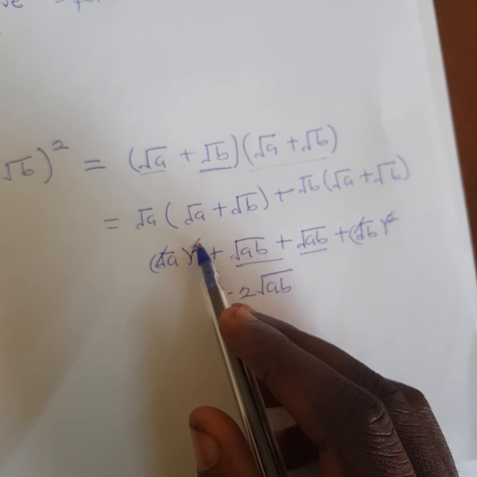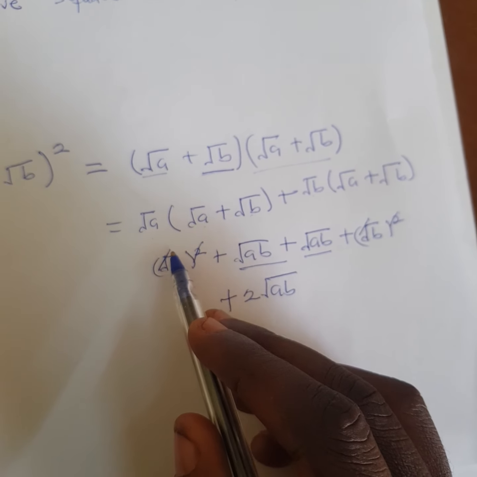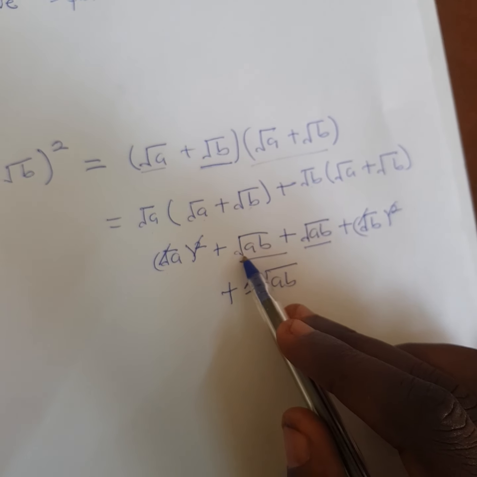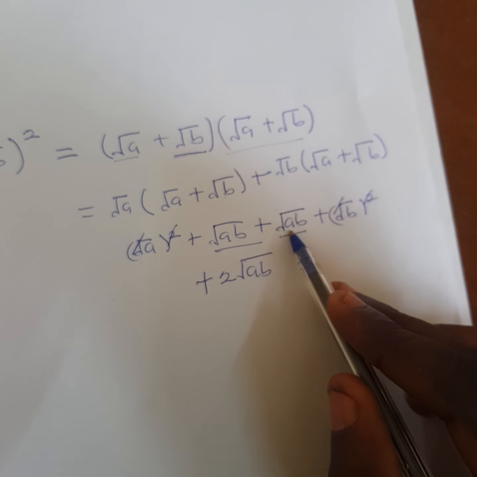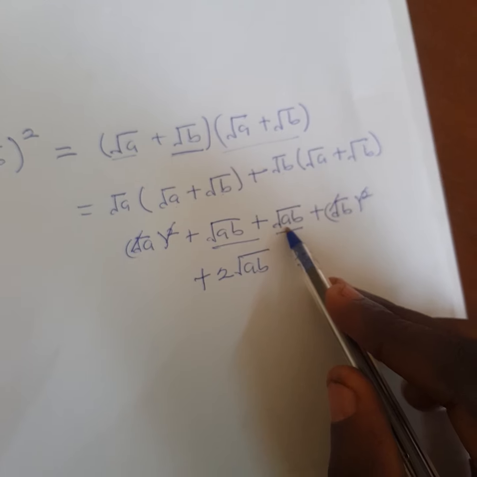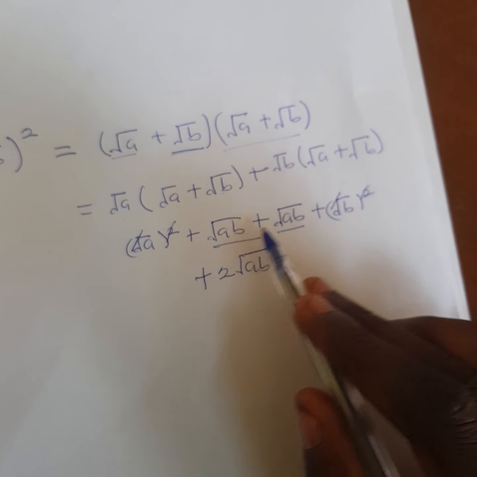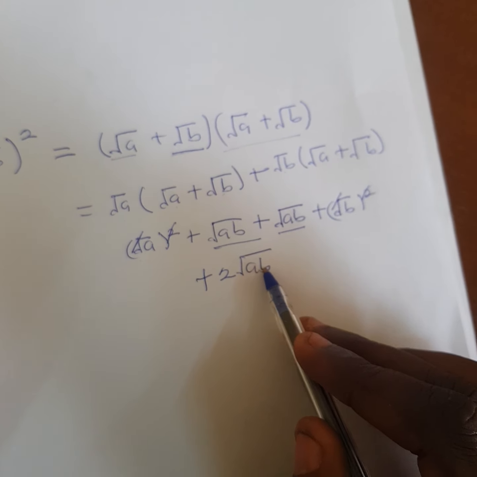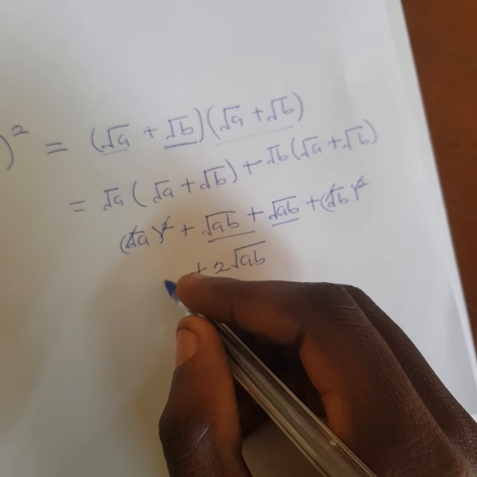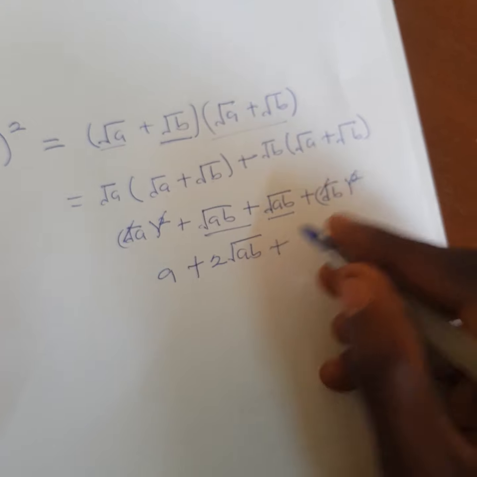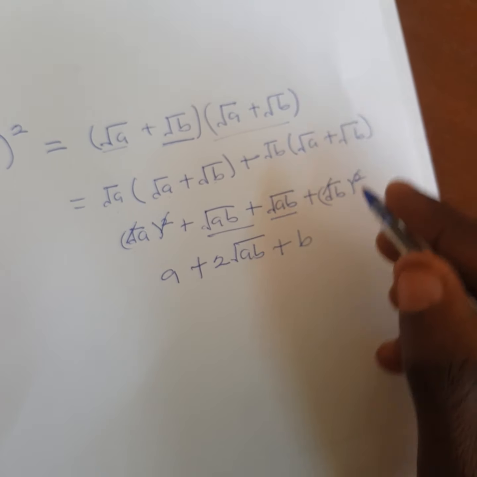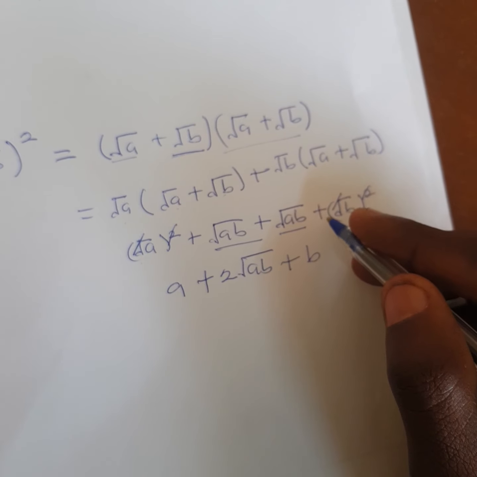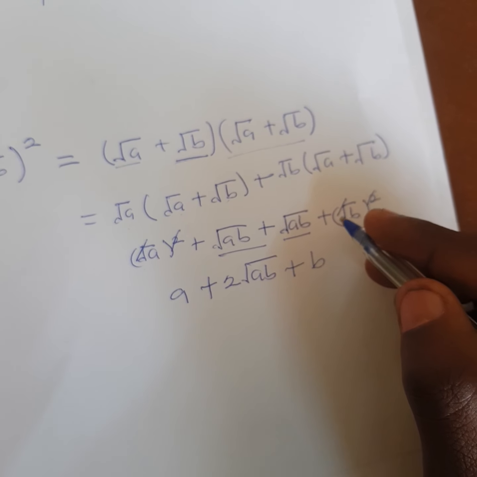Now, if you get this, we know that this square can cancel this square root, the root sign, and then this term and this term are the same, so you can add them. If you add this and this, you get 2 root ab. Then this will now be left with a, and this will now be left with b, because the square signs have cancelled out the root signs.